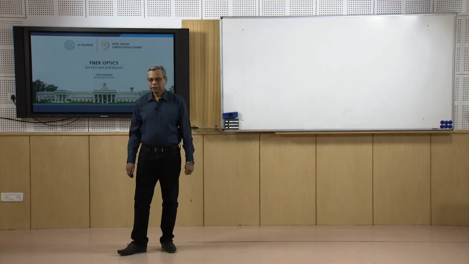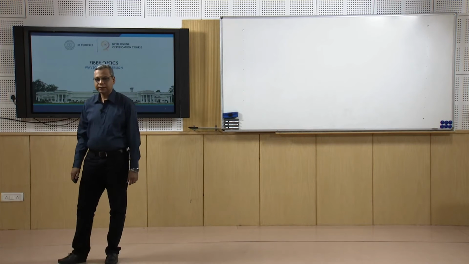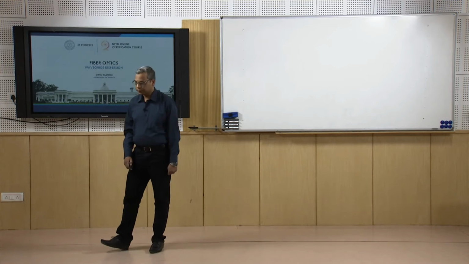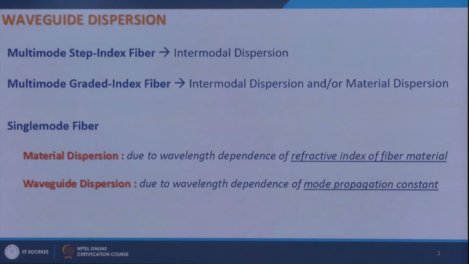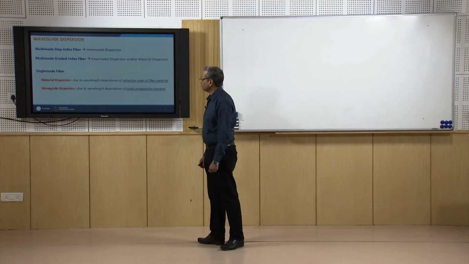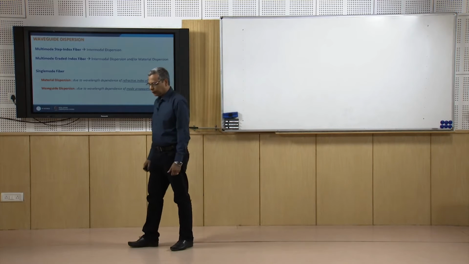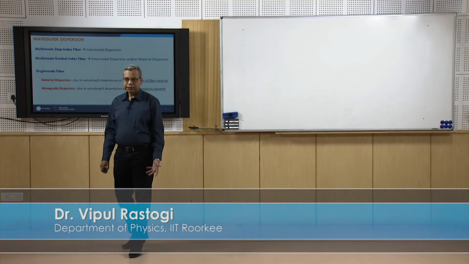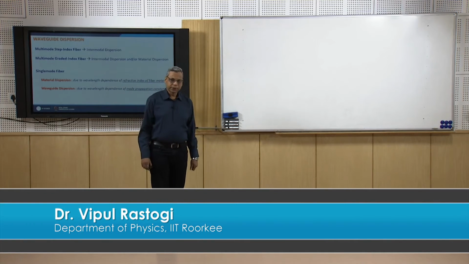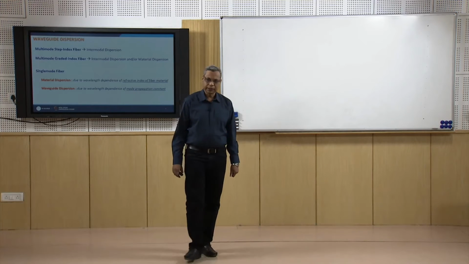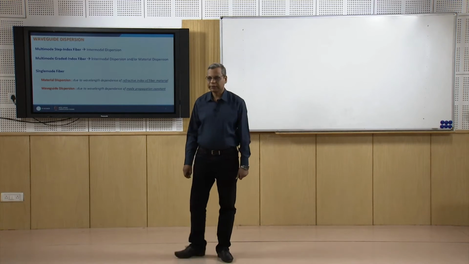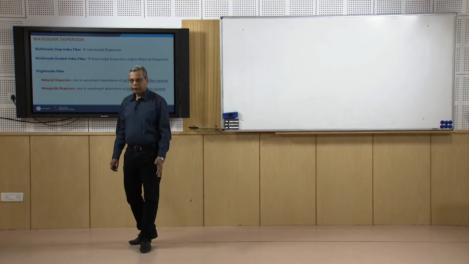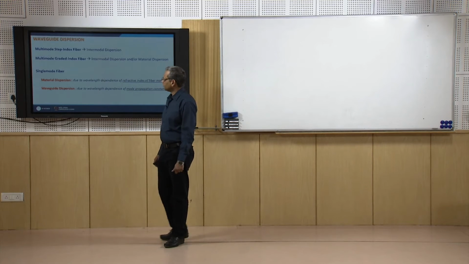In this lecture, we would look into another important characteristic of a single mode optical fiber, and that is waveguide dispersion. We have seen that in a multimode fiber, if it is a step index multimode fiber, then the data rate is limited by what is known as intermodal dispersion, which is due to different modes carrying light into the fiber, and these different modes travel with different velocities. They have different propagation constants that gives rise to what we call intermodal dispersion.